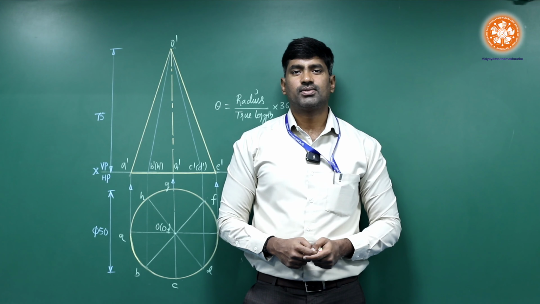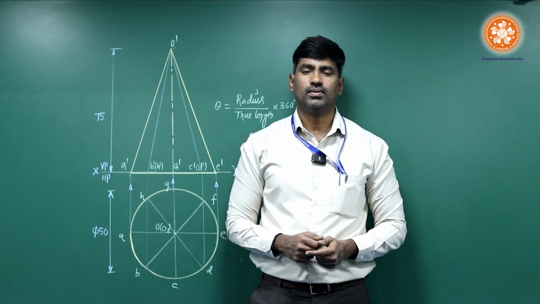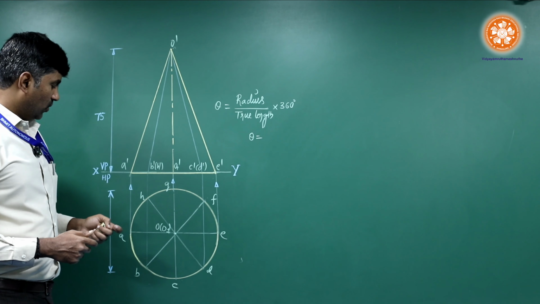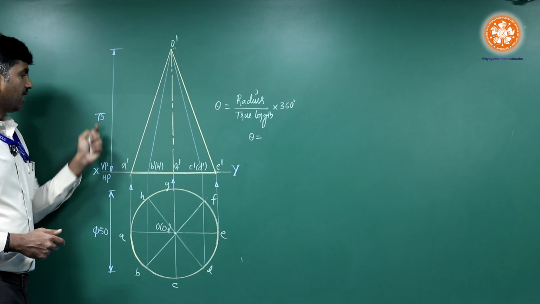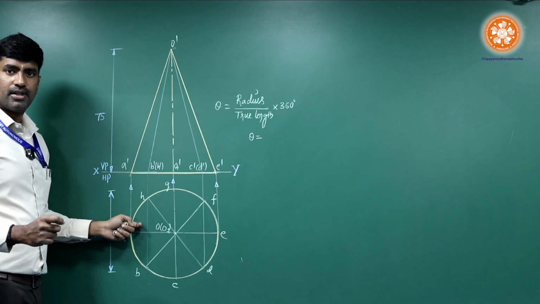Welcome back, dear students. Today we shall discuss the development of lateral surfaces by considering the cone. In the given problem, you can clearly observe that there is a cone of diameter 50 mm and an axis length 75 mm. For this, the front and top view has been drawn.